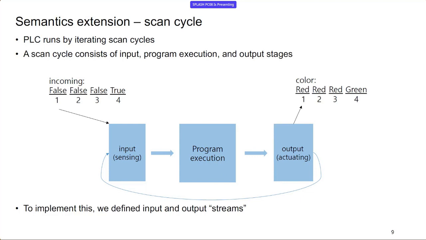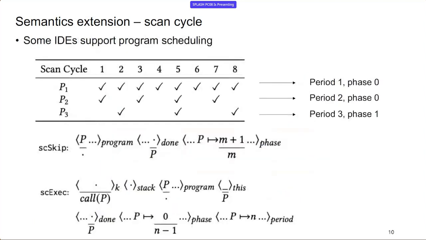And to implement this, we have defined input and output streams because it just looks like a stream of values, and also in the output. And some IDEs support program scheduling, and this makes implementing the scan cycle a little more complicated. This feature, program scheduling, allows programs to execute not every cycle.